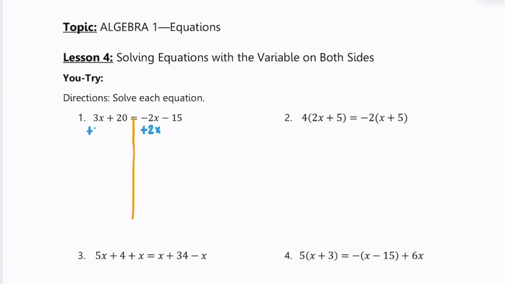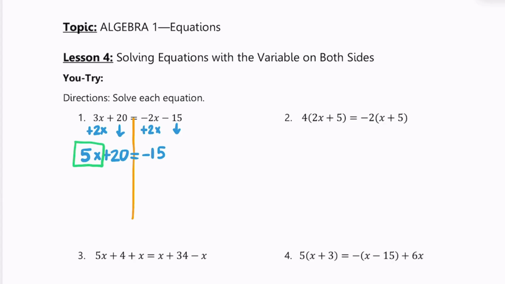If I do the opposite operation on one side, I must do it with the other. Going to make sure to align it with my like terms. So 3x plus 2x will give me 5x. And that's all I did. So I'm going to bring down my plus 20 and bring down that negative 15. It boiled it down to our two-step equation. So I'm going to put our 5x in the box, okay?